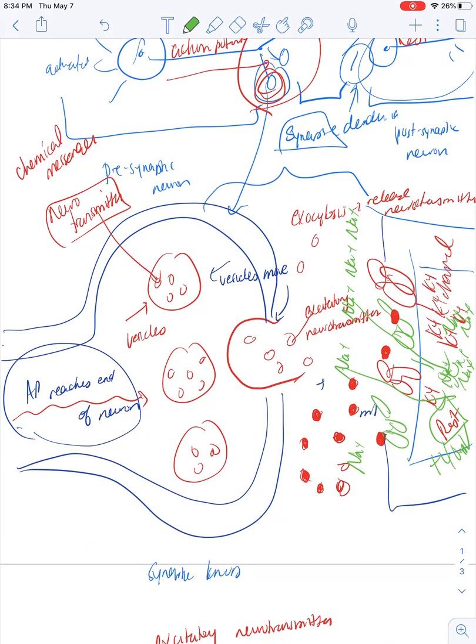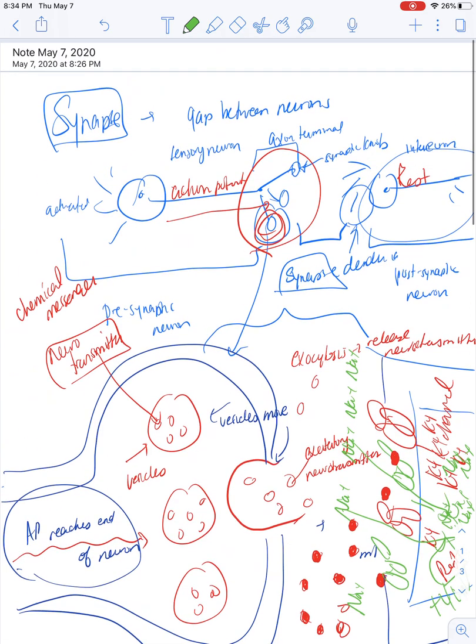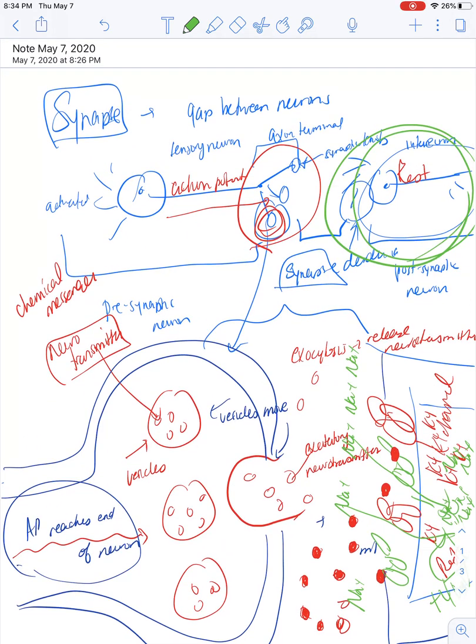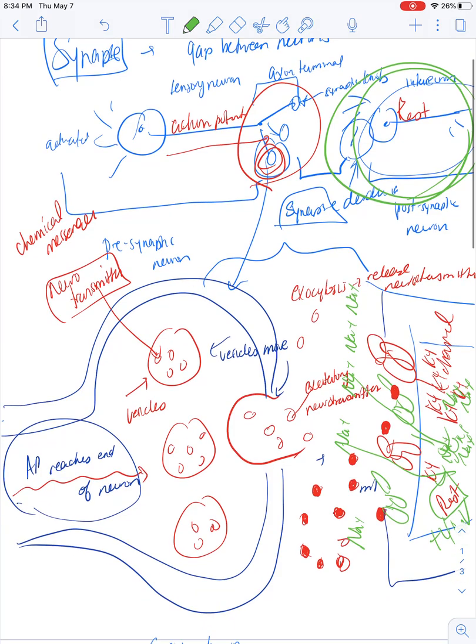So that's what neurotransmitters do. They open channels on the membrane, right? And if you're an excitatory neurotransmitter, you're going to open up the sodium channel, so the action potential can continue in the next neuron. And that's basically all you need to know.